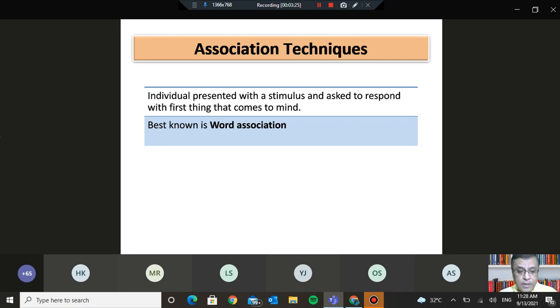This list of words may consist of two types of words. One type of words are referred to as test words. The other type are the neutral words. The neutral words basically are the words that help us in disguising the purpose of the study. The test words are those words in which we are really interested.